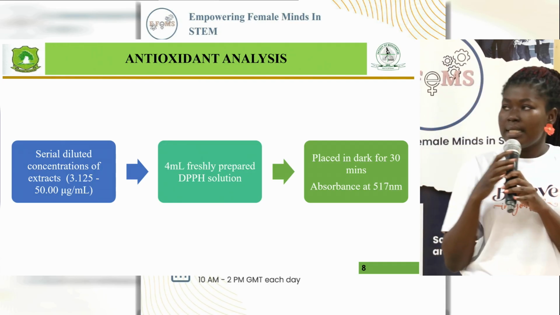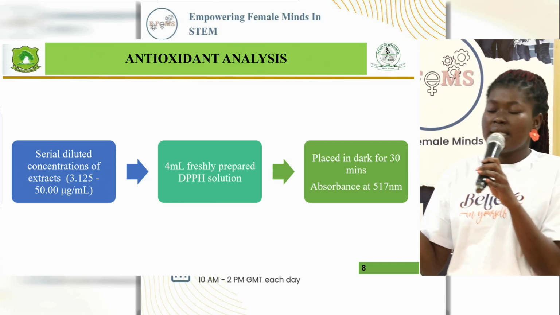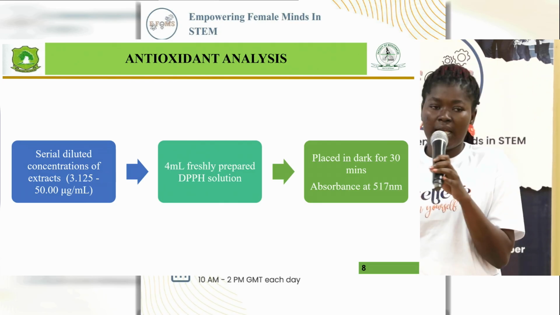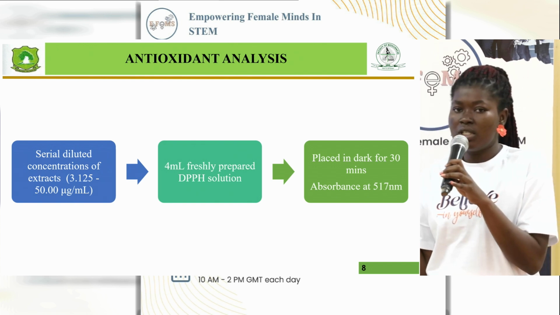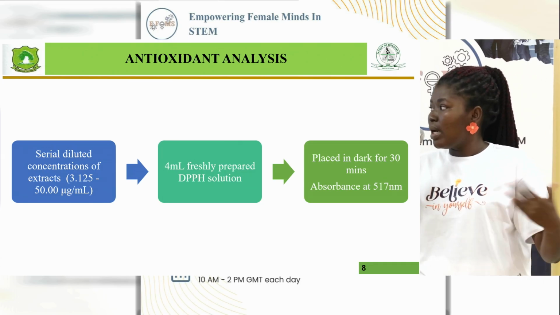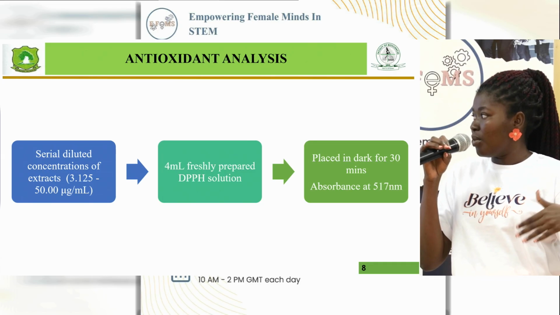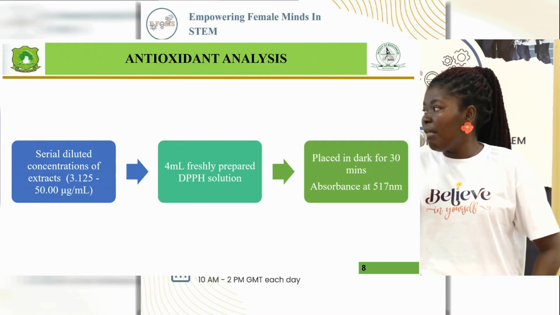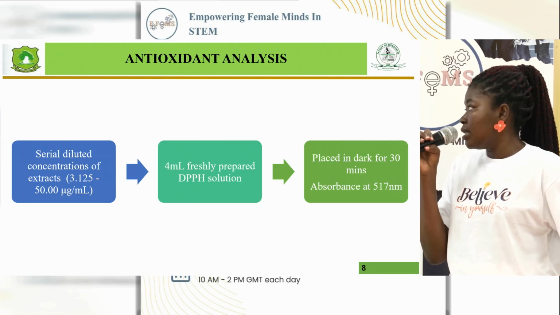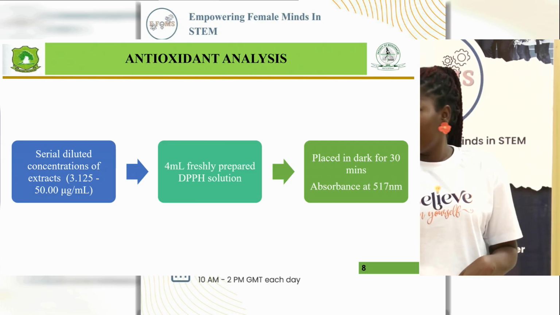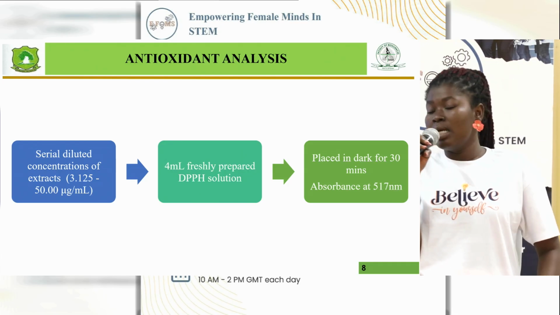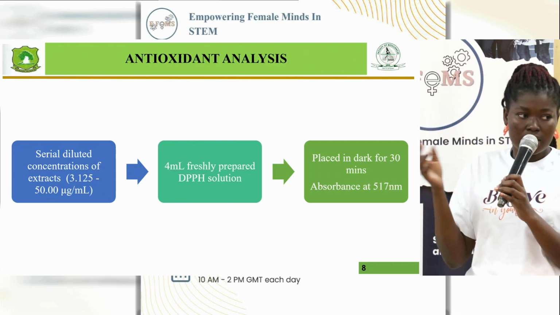So when it comes to the antioxidant analysis, we did it in serial dilutions of different volumes and concentrations to be able to determine the increasing radical scavenging activity of the various extracts. We added the serial dilution, with extract concentrations from 3.125 to 50 microgram per ml, to 4 ml of freshly prepared DPPH solution, and then it was placed in a dark environment, and the absorbance was read at 517 nanometers.